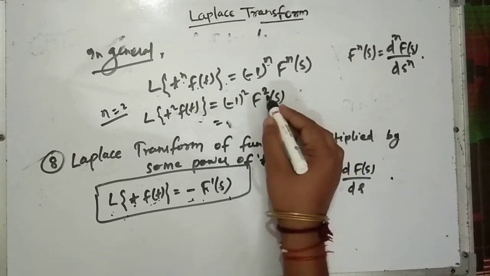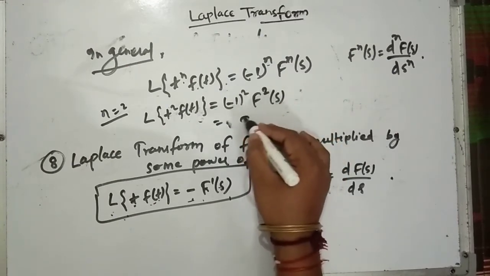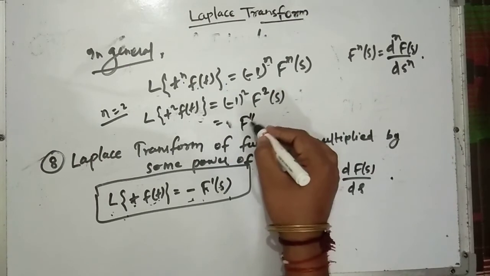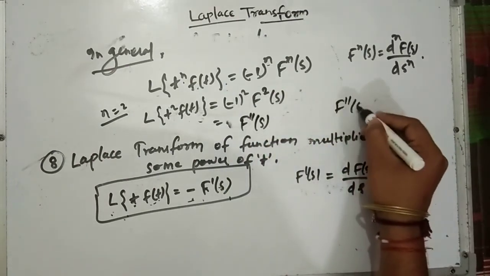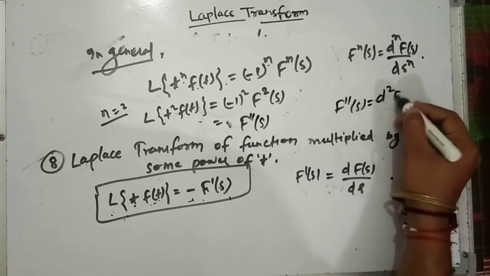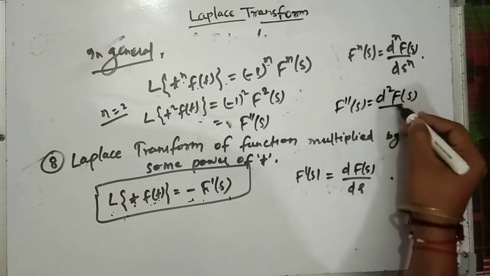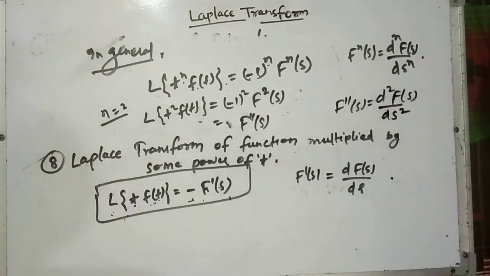So here F square s, here s square is nothing but double derivative. Okay, so write here F double dash s. So what is double dash? F double dash is nothing but the double derivative of F(s) with respect to s, that means d2 F(s) upon ds square. Okay, so this is the Laplace transform of the function f(t) when we multiply that function with some powers of t.